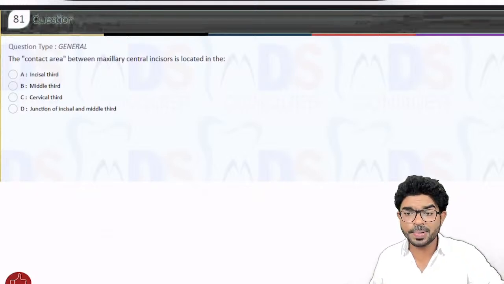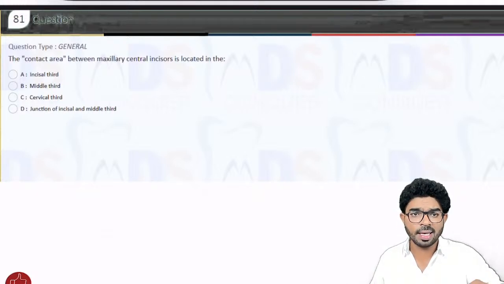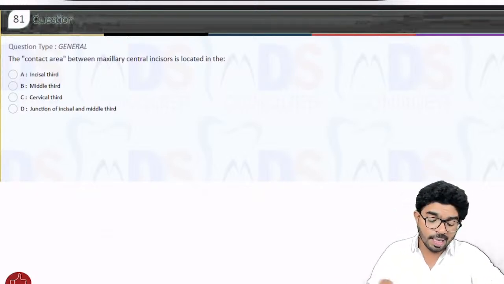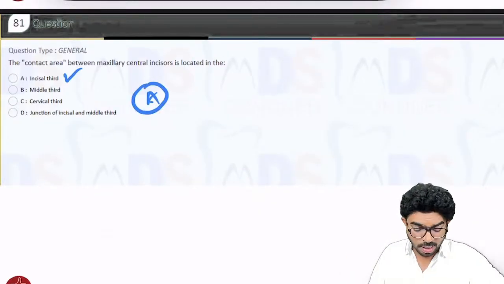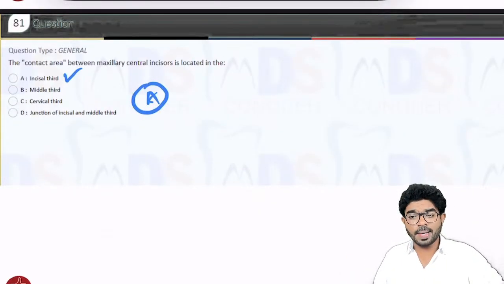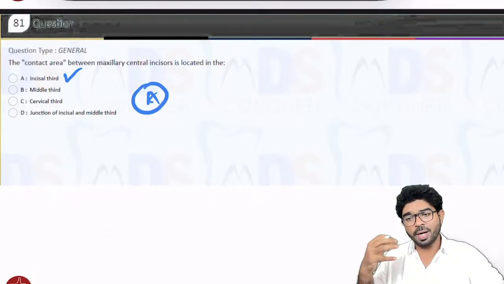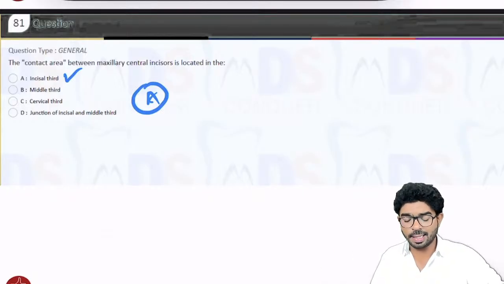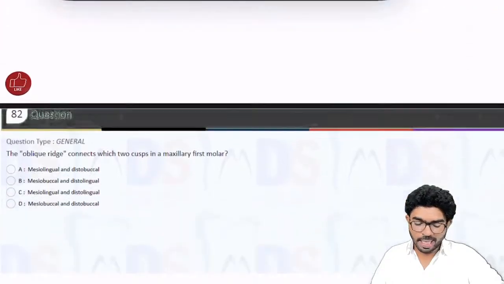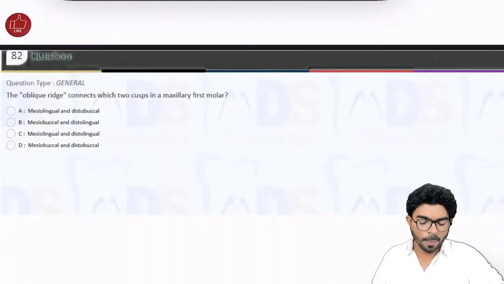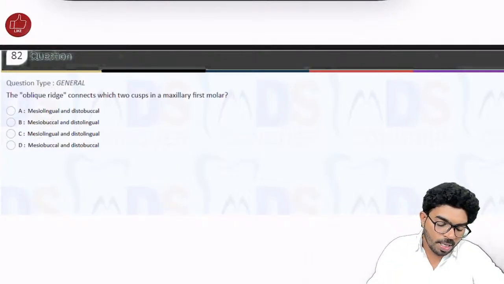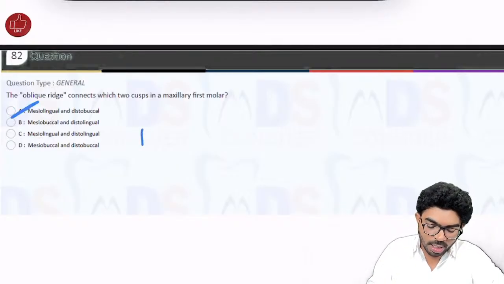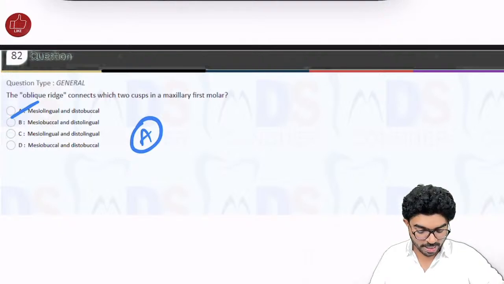Contact area between the two central incisors. I'm talking about the mesial side. The contact is present in the incisal third. Option A, straightforward, easiest question in the contact points. You need to rebuild these contact points whenever they are lost to maintain the periodontium health as well as to maintain the aesthetics in the oral cavity. Then comes 82, again a straightforward, easy question. Oblique ridge connects which of the following two cusps in the case of your maxillary first molar? That is mesiolingual and distobuccal. That is option A, a very happy and easy question.